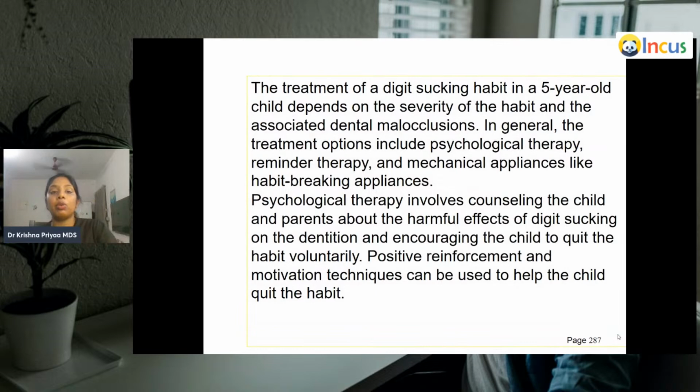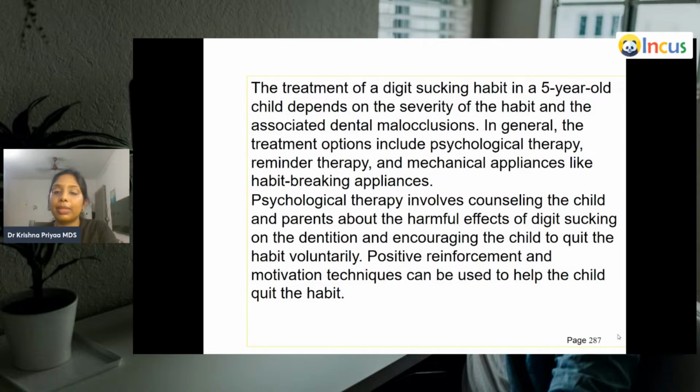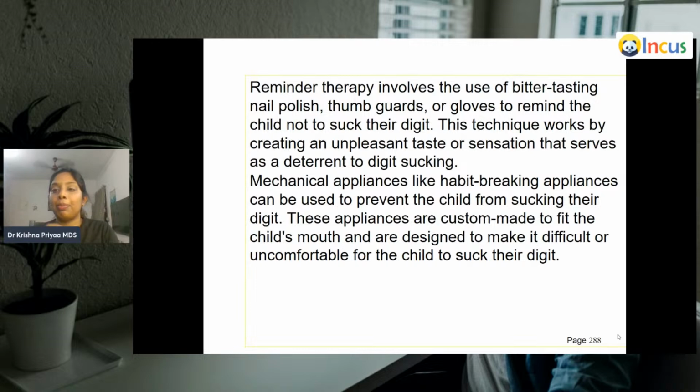The treatment for a 5-year-old also depends on the severity of the malocclusion and the severity of the habit. But generally we start with psychological therapy, then go to reminder therapy, and then finally to a mechanical appliance like a habit breaking appliance. Psychological therapy is usually counseling of the child and telling him about the harmful effects of digit sucking. Sometimes positive reinforcement, like reward based reinforcement, is very helpful. Reminder therapy means using bitter tasting nail polish or thumb guards, so that whenever they put the thumb in, they understand, okay, this is bad. That is reminder therapy. Finally, a mechanical appliance like a habit breaking appliance can be used in the intraoral cavity to prevent the child from getting the thumb inside.